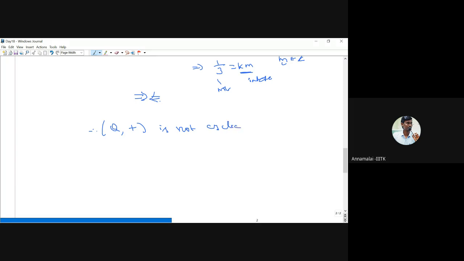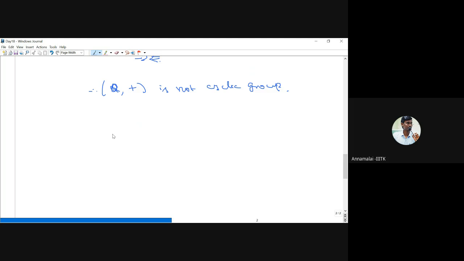So there are many examples of abelian groups which are not cyclic. The set of all rational numbers with respect to addition is one example. Now, there is a theorem: if the given group is cyclic, then any subgroup of that cyclic group is also cyclic. That is a very important thing. So, a subgroup of a cyclic group is cyclic.